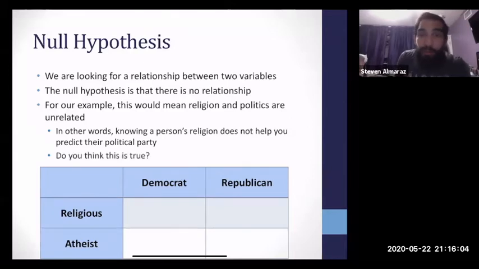Now, I want you to ask yourself, do you think this is true? Do you think religion and political affiliation are related to each other? I made these data, and I personally do think they're related to each other. I would like it if we could all talk to each other and discuss, but I do think there's a relationship between these two, at least based on personal experience, and also based on my knowledge of research.